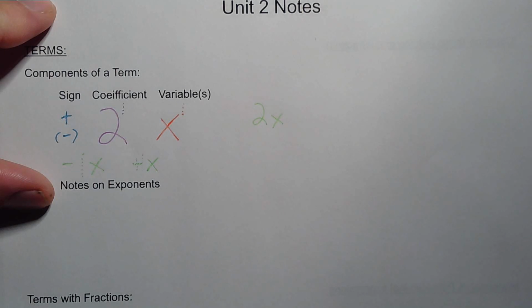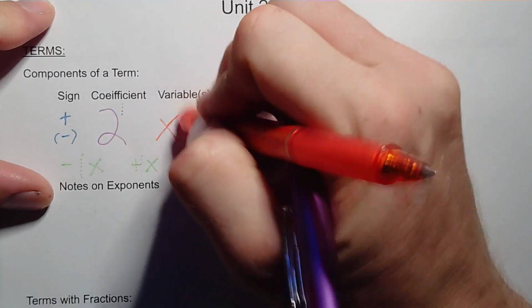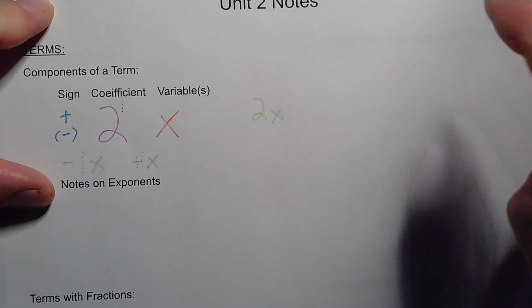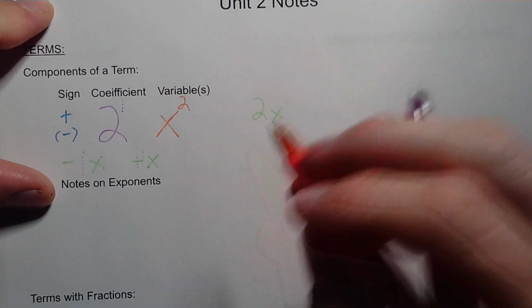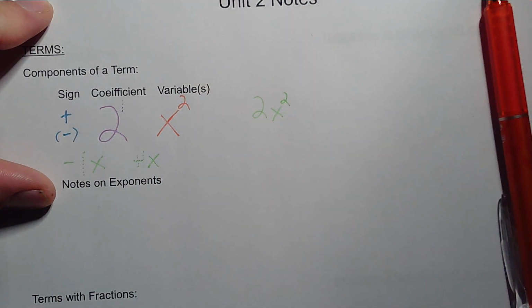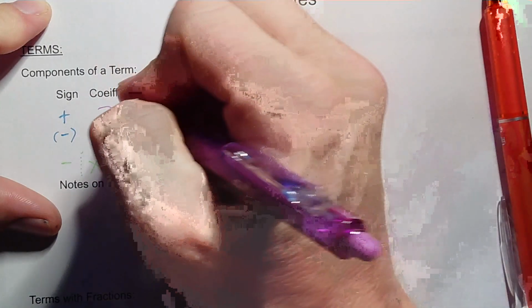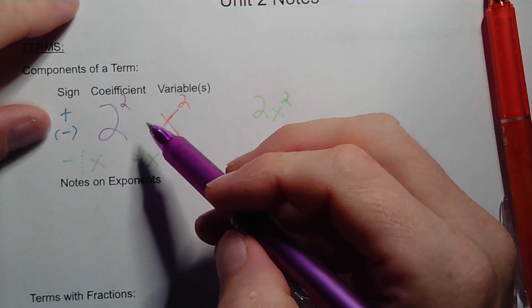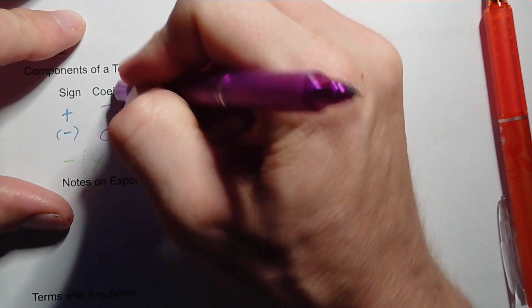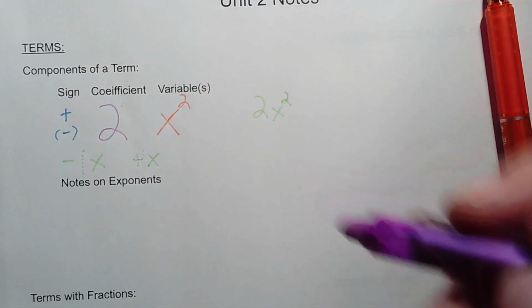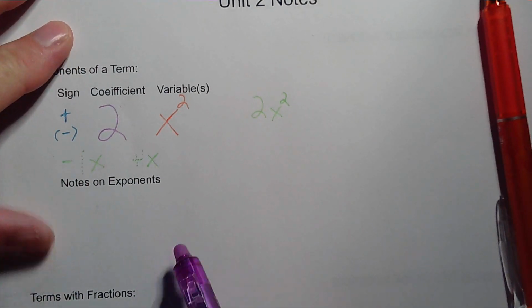But the exponents aren't always 1. Sometimes the exponent is like squared for the variable, in which case this would be x squared, right? And if we squared the coefficient, for instance, well, we wouldn't write that as 2 squared. Normally, we would just write that as 4, right? So we're not going to do that. We're just going to write that as 2, right? So anyway, that is the notes on exponents, right?